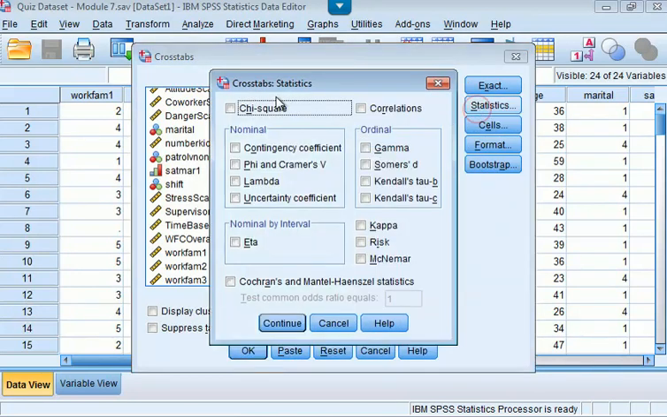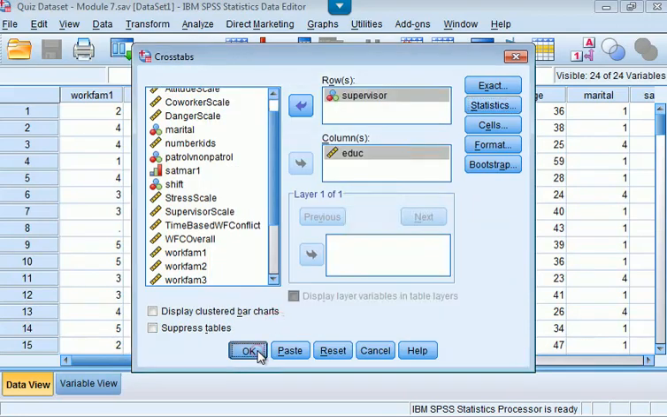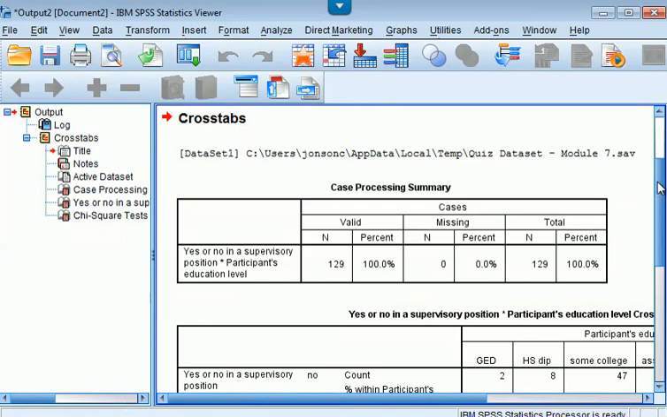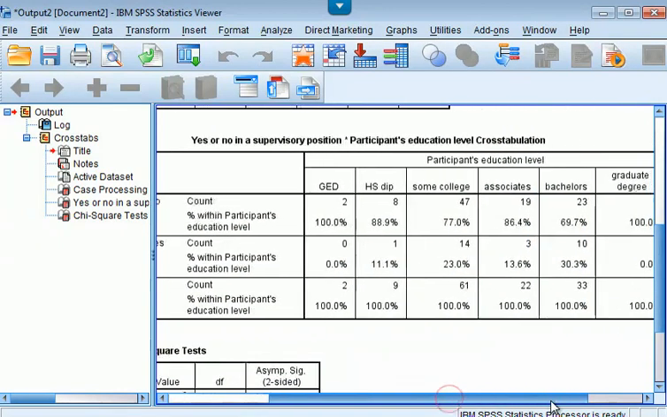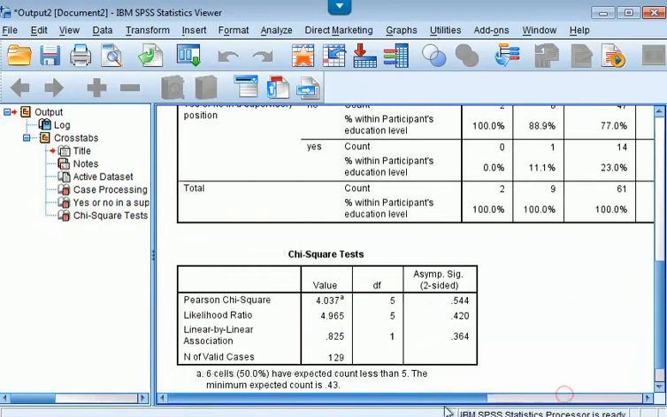And then in statistics, you want chi-square. Click continue, click OK. And a chi-square table will pop up for you. Again, you can see the crosstabs up here of those two variables. But here's where we actually see the chi-square. So the chi-square value is 4.037. The significance is 0.544.